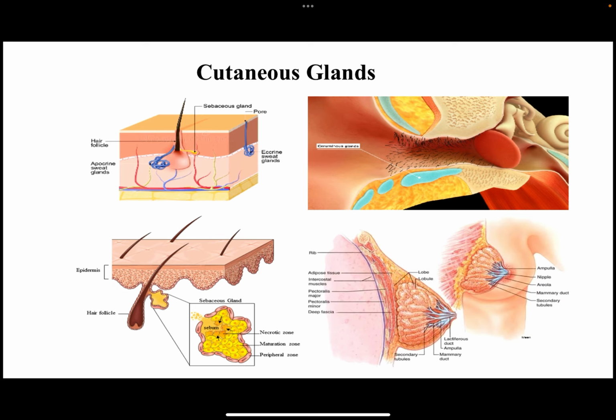Then we have sensory receptors in the skin. The skin contains specialized sensory receptors that allow it to detect and respond to changes in our environment. These receptors are embedded at various levels of the epidermis and the dermis, and they respond to touch, pressure, pain, changes in body temperature, and vibration. So we have free nerve endings.